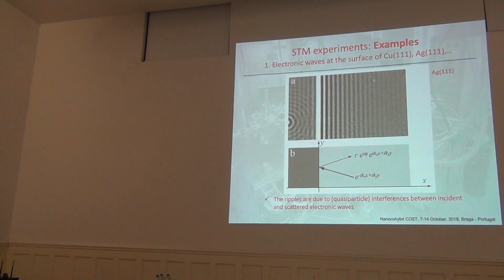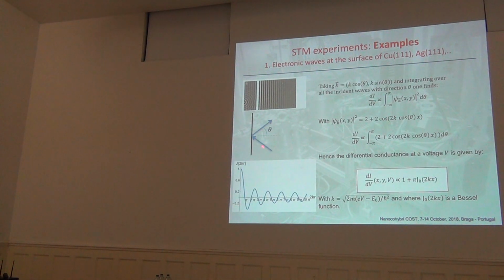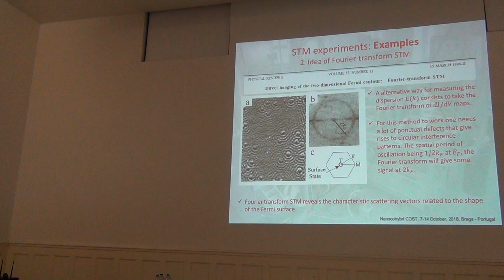Okay, so we can easily understand this if we consider that for each direction we have a planar wave coming in and a scattered wave, and by taking into account all possible angles, we can find that the derivative of the current with respect to voltage, this conductance which is measured, is just 1 plus a Bessel function with a 2kx spatial extent. Okay, and it works very nicely.